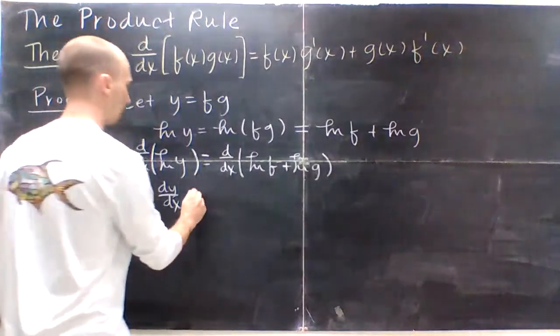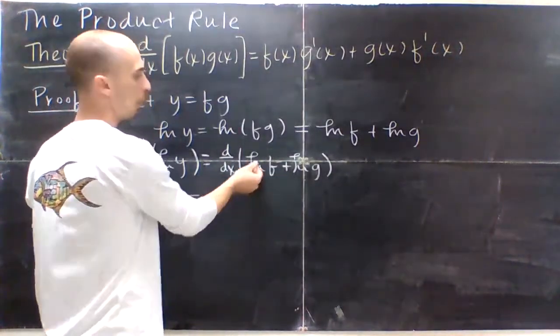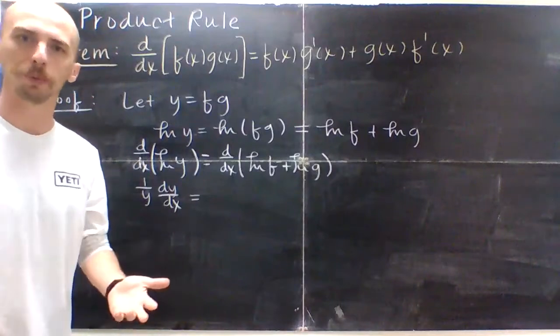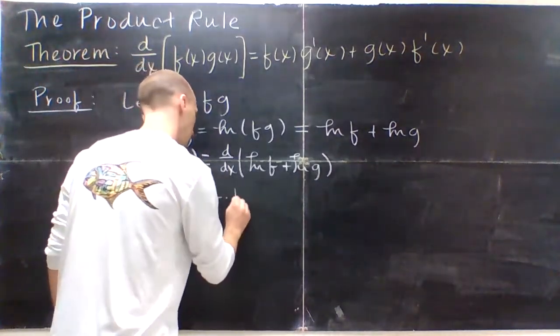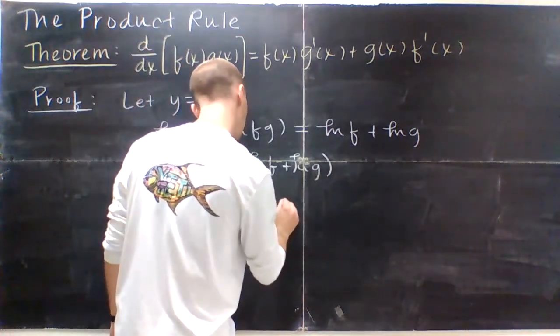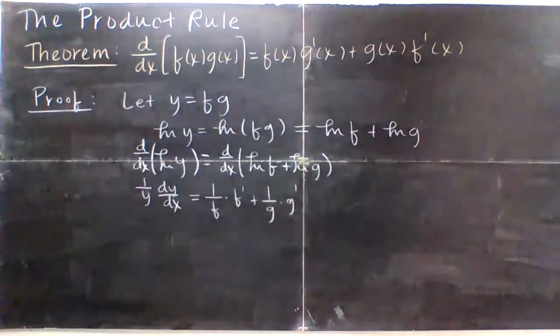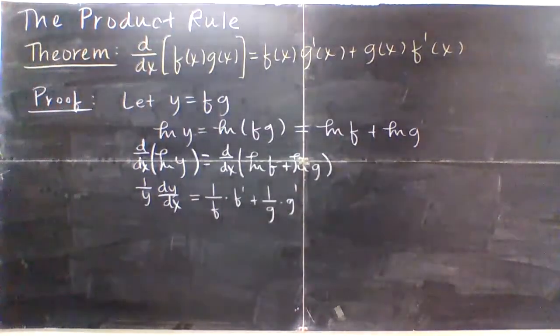1 over y dy dx is equal to the derivative of this. Okay, well, this is going to be 1 over f times the derivative of f with respect to x, which would be 1 over f times f prime, plus 1 over g times g prime. And I guess I could have called this y prime. That's just not usually a notation I use in my AP Calculus class.